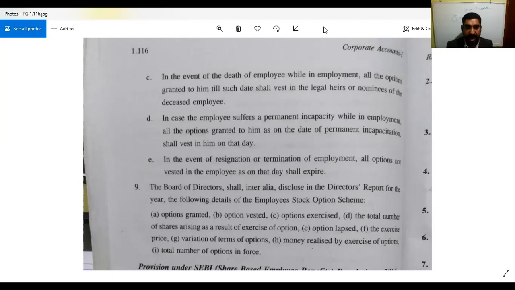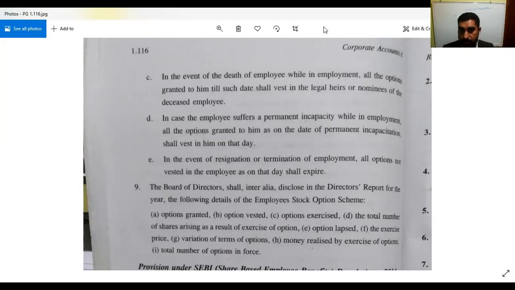അതാണ് ഓർക്കുന്നത്. And the last point, the board of directors shall inter alia disclose in the directors' report for the year the following details of the ESOP, like options granted, options vested, options exercised, എന്തെല്ലാം കൊടുത്തു, എന്തെല്ലാം നടത്തി, അല്ലെ, എന്തെല്ലാം ഗ്രാൻഡ് ചെയ്തു, അതിനകത്ത് എന്തെല്ലാം പുള്ളി ചെയ്തു, എന്തെല്ലാം ചെയ്യാനുണ്ട്, അങ്ങനെയൊക്കെയുള്ള എല്ലാ ഡീറ്റെയിൽസും ബോർഡ് ഓഫ് ഡയറക്ടേഴ്സ് മീറ്റിംഗിൽ റിപ്പോർട്ട് വെച്ച് അതിനകത്ത് ഇതിനെപ്പറ്റിയെല്ലാം പ്രിസ്ക്രൈബ് ചെയ്തിരിക്കുന്നു. അതാണ് ആ പറഞ്ഞതിന്റെ.